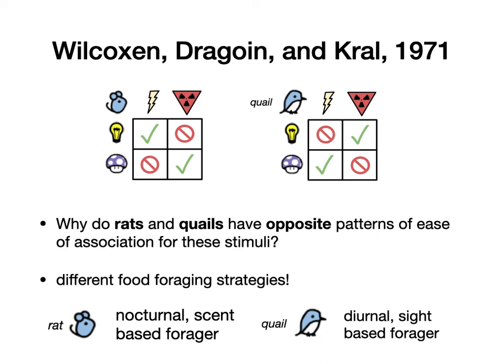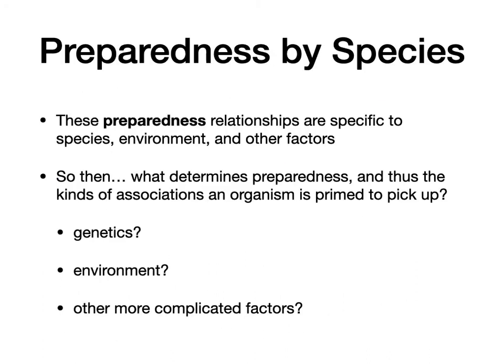So if, say, it eats a certain kind of insect that is a bright color, and oopsie doopsie, I got real sick from that. It's not about the flavor for the bird, but it's absolutely about flavor for rats. So this is an interesting look at the fact that different species can be differentially prepared for these kinds of associations. These relationships are specific to species, environments, other factors, right?